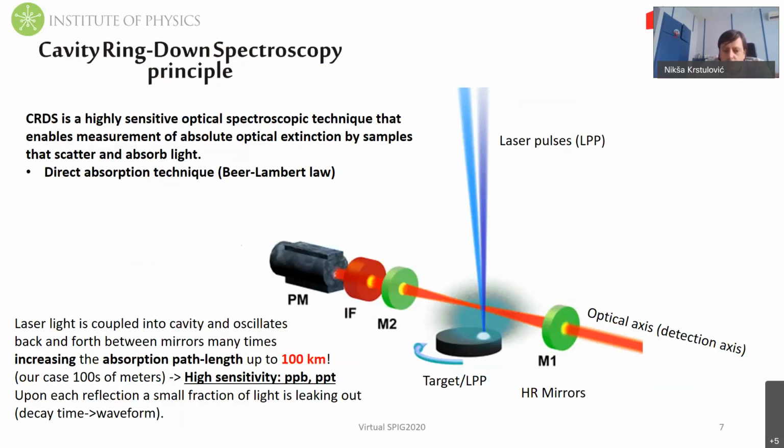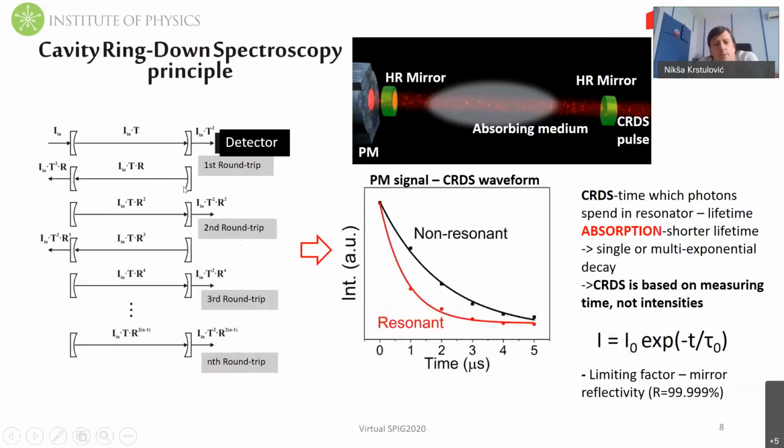In our case, this is hundreds of meters, but it significantly increases sensitivity due to the fact that we have hundreds of meters of absorption. Upon each reflection, a small fraction of light leaks out to the detector, and when there is no absorption or scattering, we measure with our photomultiplier a single exponential decay. But if there is absorption in the cavity axis, then the decay will be faster. So we are measuring the lifetime of photons in the resonator.